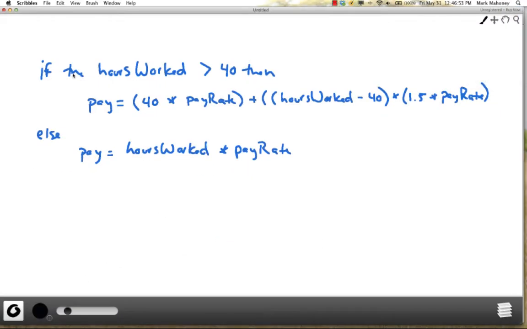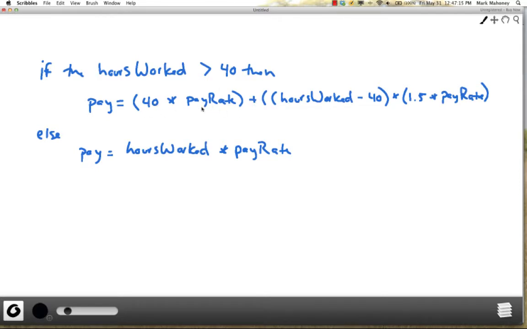kind of think of this as saying, well, if the hours worked was greater than 40, well, then we're going to do one thing. We're going to calculate the pay by taking the first 40 hours times their normal pay rate. So we know for sure they worked at least 40 hours, right? Because we said if this is true, then we're going to do that.